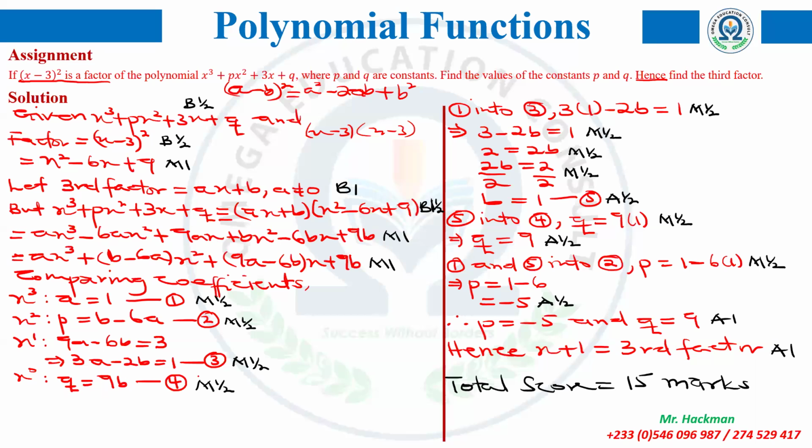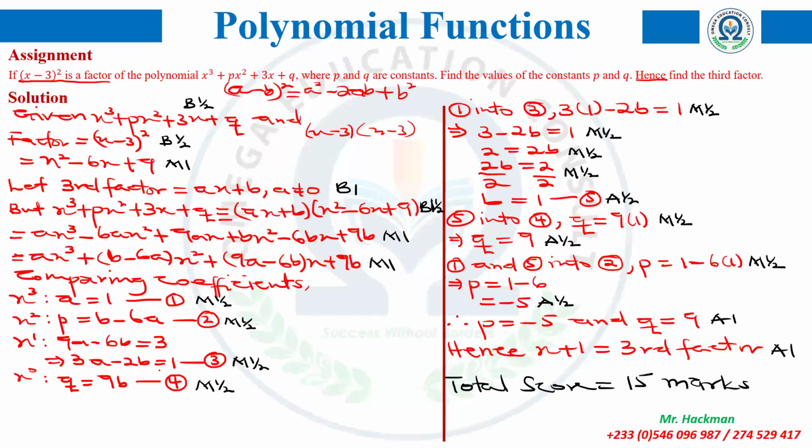So now I will write equation 5. I will label it as equation 5, because I will need the value of b, and go and write equation 5 into equation 4 to find my q. So that will give me q is equal to what? 9 into 1, which will give me q is equal to 9. So your substitution, your simplification, or your answer gives you a half.